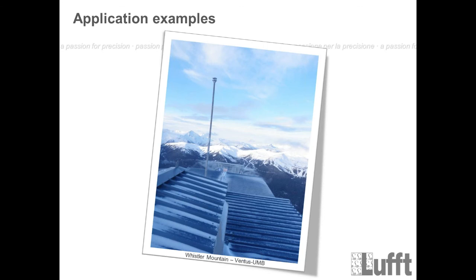Then we go on. This one is a Ventus UMB installed in Canada on Whistler Mountain. Whistler Mountain is a very famous place where people normally go to ski, right? Of course it's high and they have extreme weather conditions there, and they wanted to know the wind values, so they installed a Ventus here to regulate the ski lifts and everything. So that's also a nice application. You see that it's really high, all covered with snow.